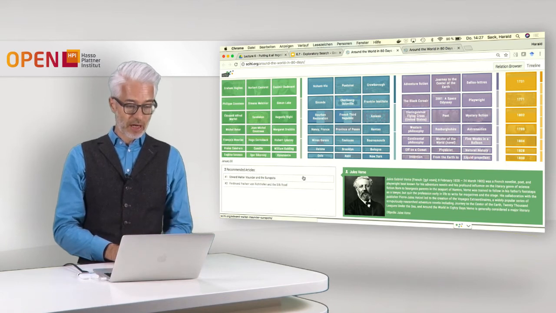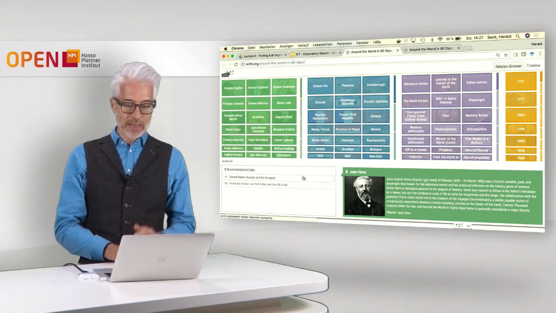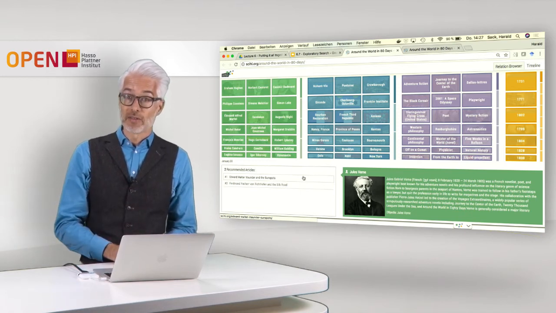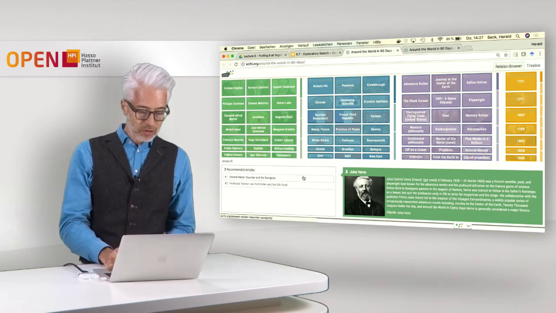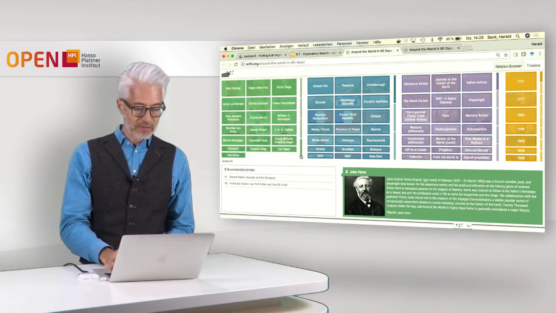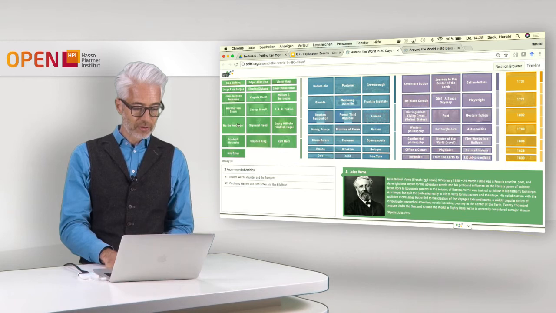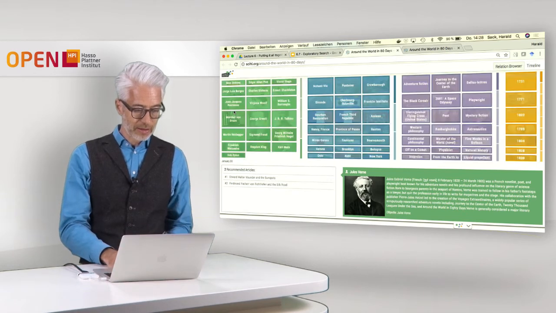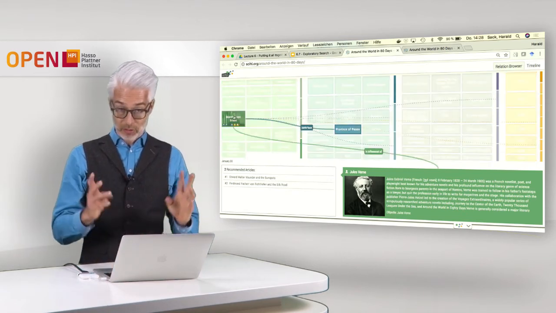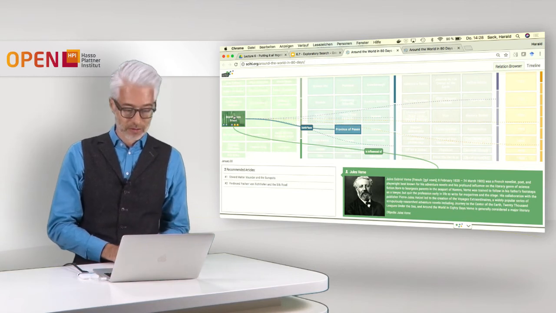Green entities here are, for example, persons. Blue entities are locations. Yellow entities are events, and the purple entities are all the rest. And if you want to know, for example, how a specific entity you have here is related, let's take Wernher von Braun, so famous rocket scientist. How is he related to Jules Verne?